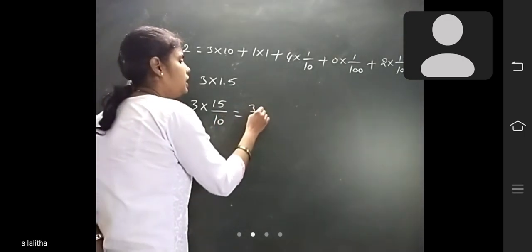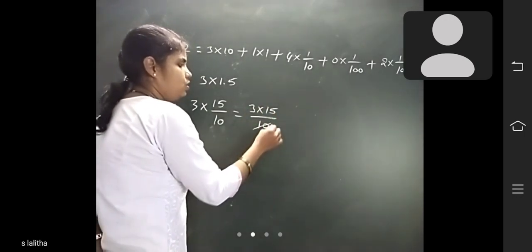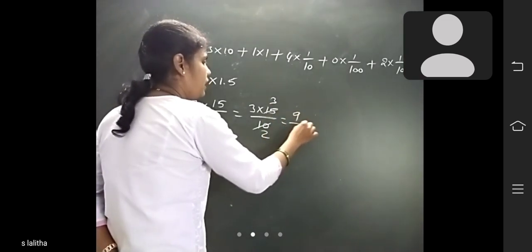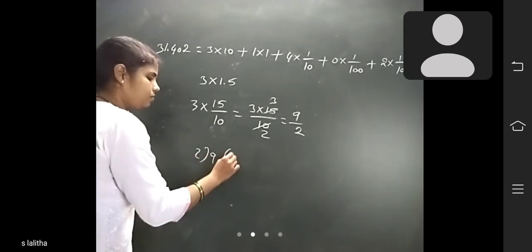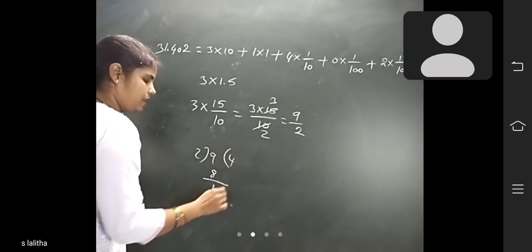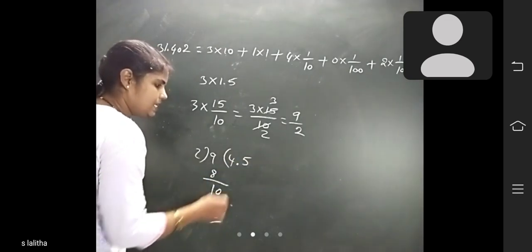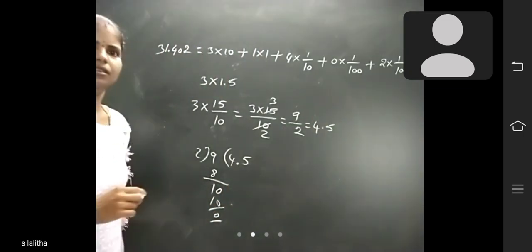Now multiply 3 into 15 by 10. 5 twos, 5 threes. 3 fives is how much? 9 by 2. Now what is the answer? You should divide. 4.5 is the answer. This is the first method.